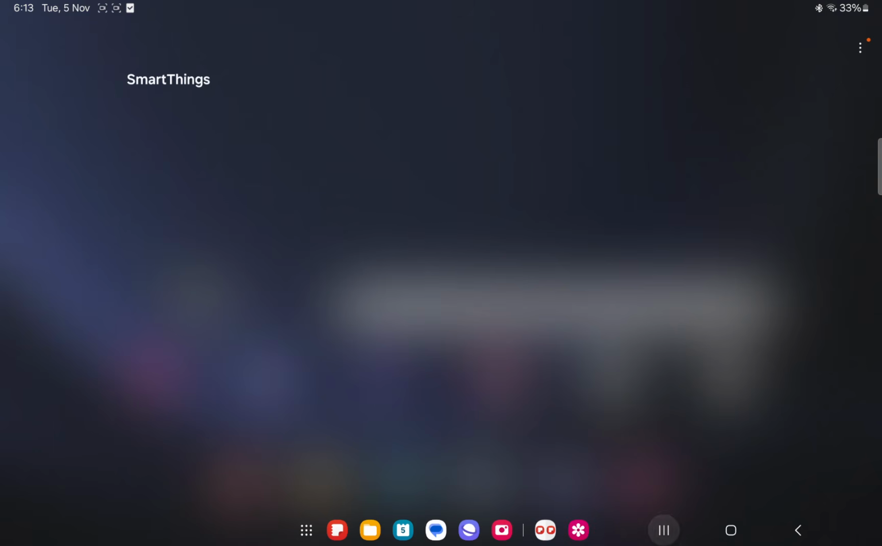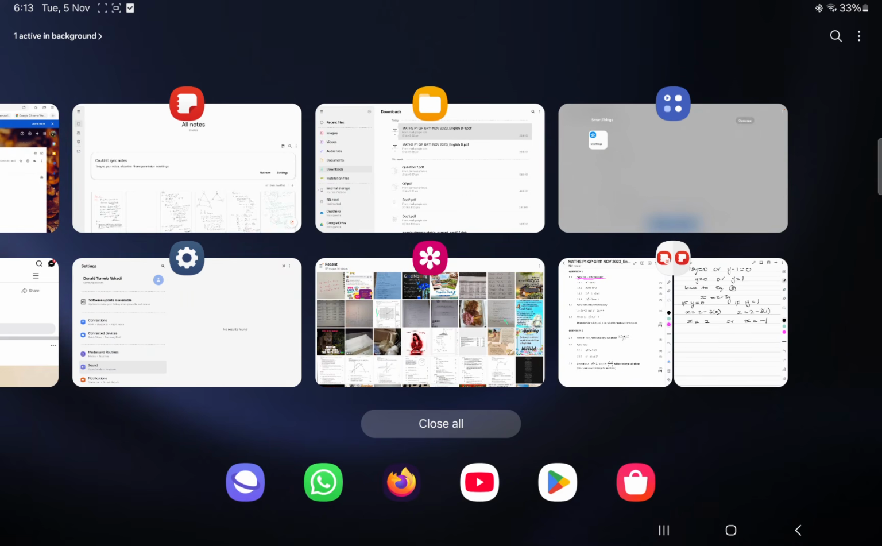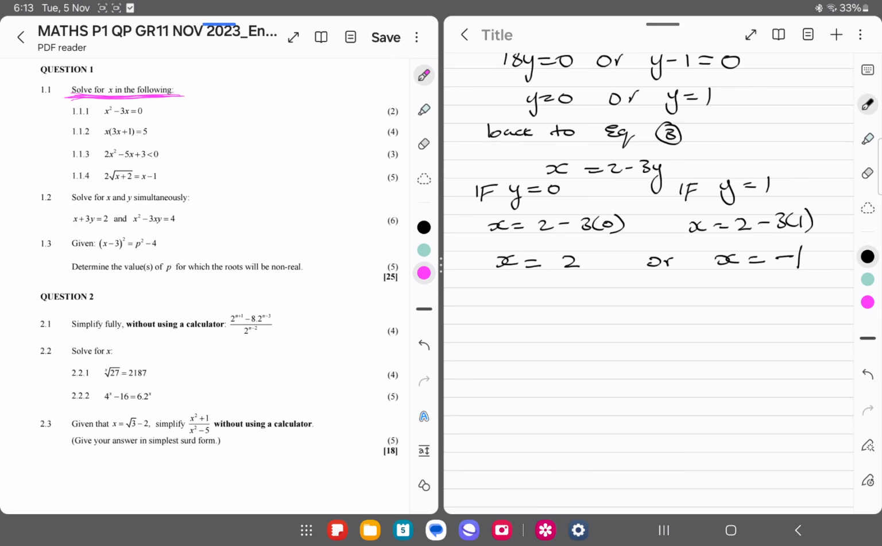And now we're supposed to go to, sorry about that. Yeah, we are back, so we are now in 1.3. It says: given (x minus 3) squared equals p squared minus 4, determine the values of p for which the roots will be non-real. We need to always remember when we are using what when they talk about real, non-real, and so on.